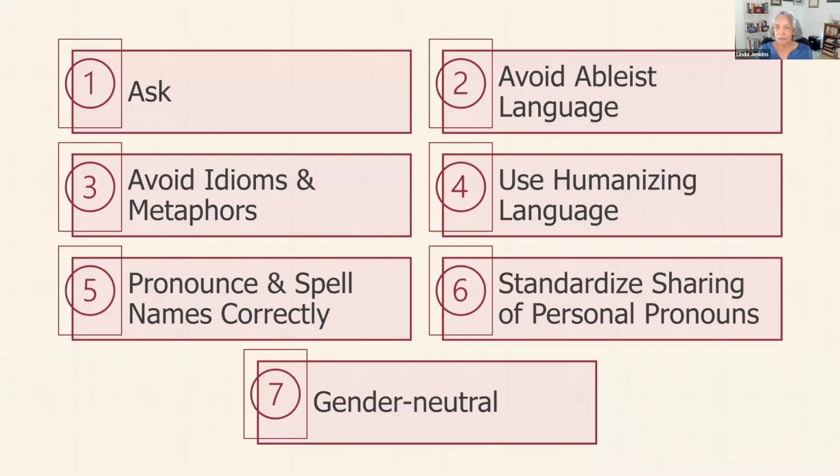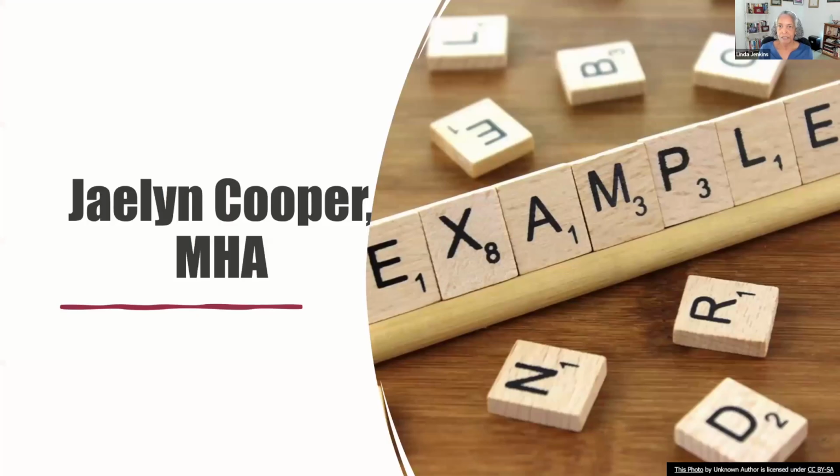So that was a quick overview of the definition of inclusive language and 7 ways in which, or tips that we can use to incorporate inclusive language into our vocabulary. And now I'm going to turn it over to Jaelyn so she can share with you 2 examples that she has of ways in which she's encountered language that was not inclusive, but in turn giving you examples of ways in which you could respond in an inclusive manner. All right, I'm going to stop sharing and turn it over to Jaelyn.